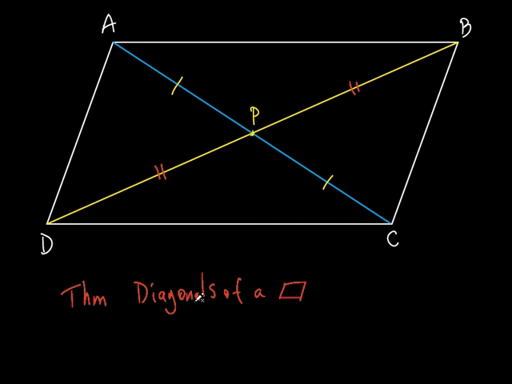So the diagonals of a parallelogram, they do what? They're not equal to each other, we showed that earlier. They bisect each other. That's right. So P is the midpoint not just of AC. P is also the midpoint of what else? DB. That's very helpful.